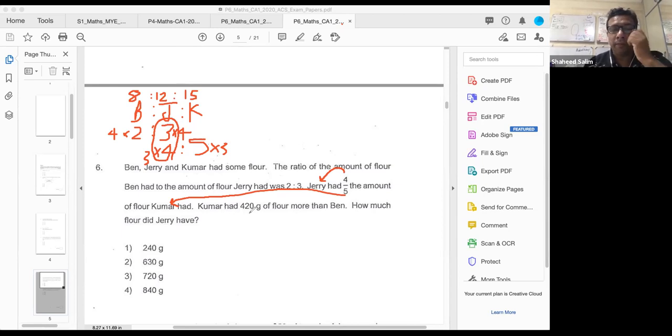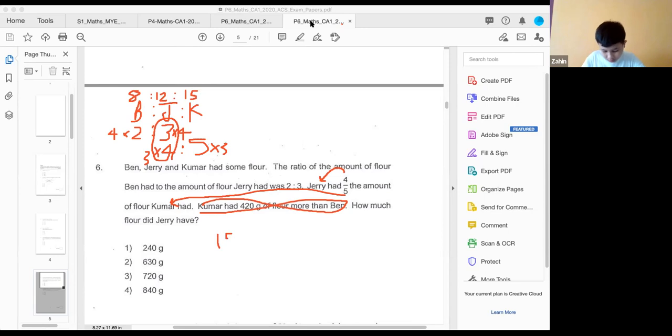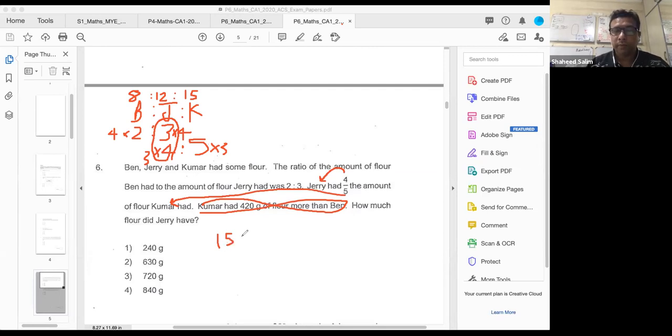Say they tell you now, they compare between Kumar and Ben. Kumar had 420 more than Ben. Where Kumar got 15, Ben got 8. So Kumar is 15 units, Ben is 8 units. What's the difference? Difference is 15 minus 8, 7. So you must get the 15 minus 8 down here. 7 units, 420.